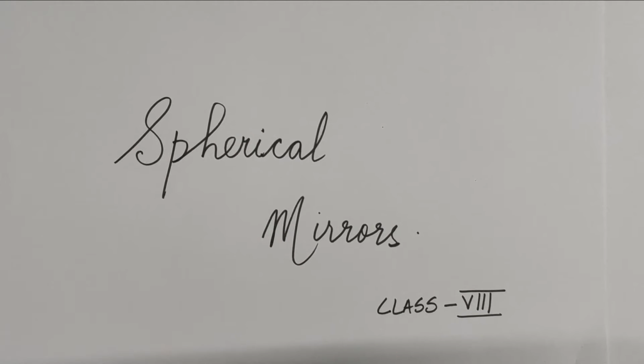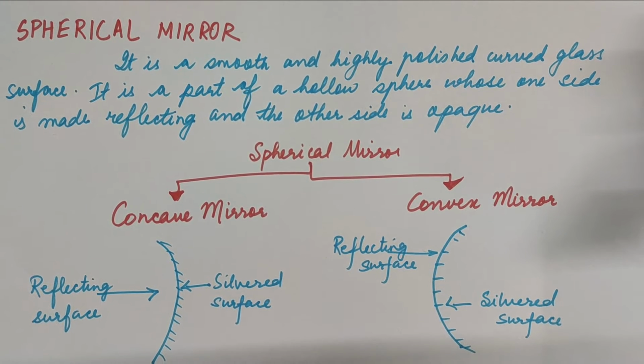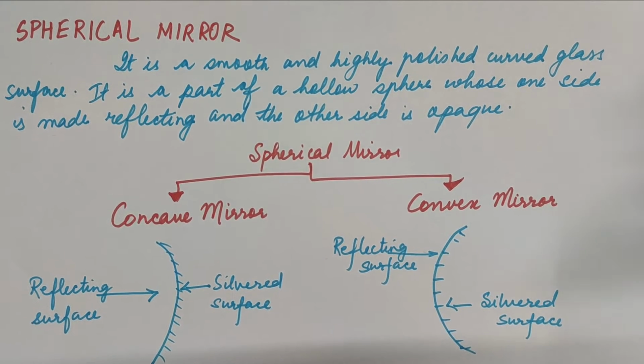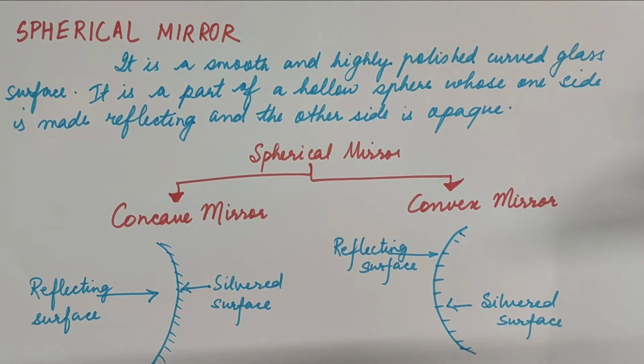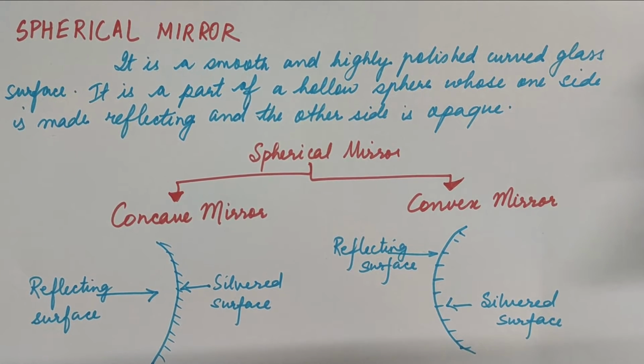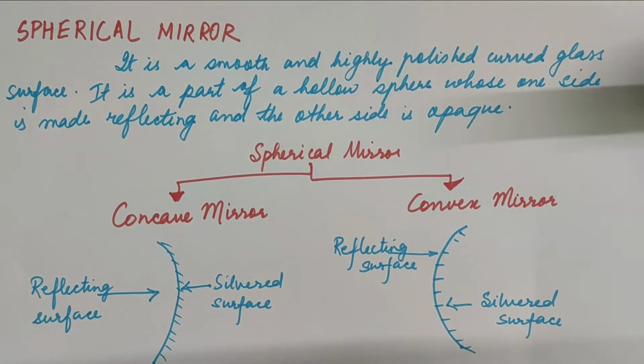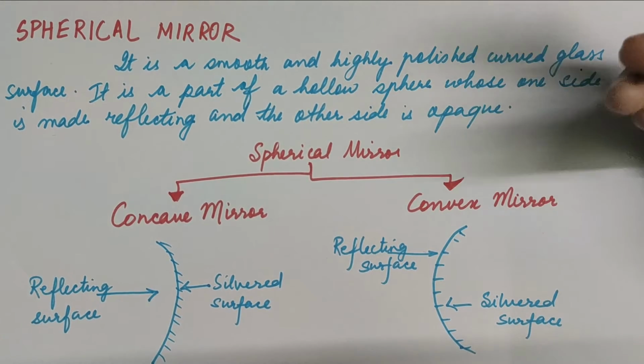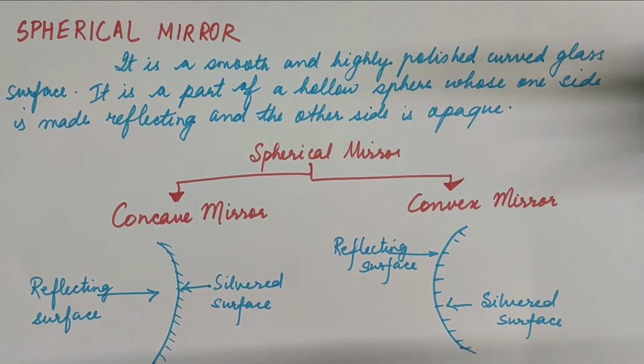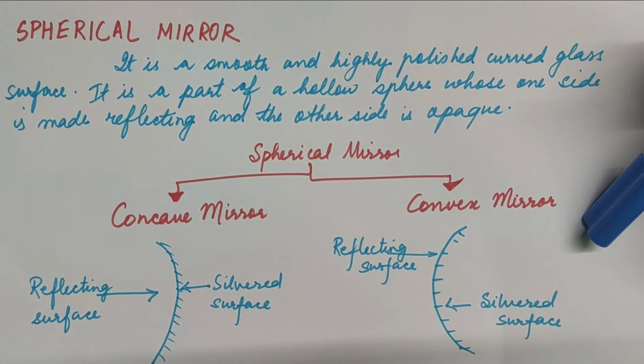So let us begin. Before discussing spherical mirrors, children, if you have a steel spoon at your house, you should go get it and try to see yourself in that mirror. There are two sides of the spoon. One is a concave side and one is a convex side.